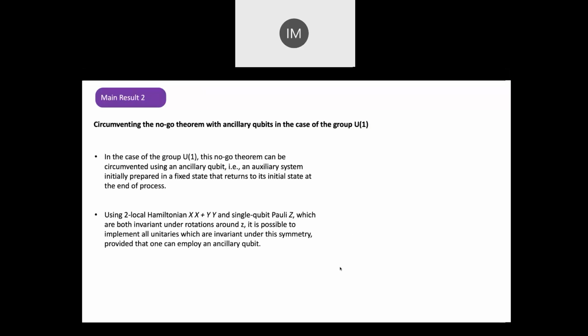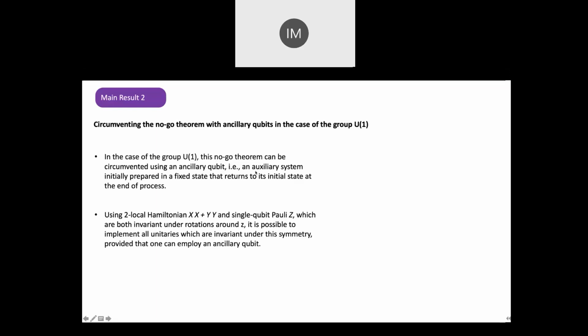Now, as I said, in some sense, this no-go result can make us worried because in some resource theories, like the resource theory of thermodynamics, many results rely on the assumption that you can do arbitrary energy-conserving unitaries. So naturally we should try to find ways to circumvent this no-go theorem. And it turns out that in the case of U(1) symmetry, we can circumvent it. We can show that in the case of group U(1), this no-go theorem can be circumvented using an ancillary qubit. Just a single ancillary qubit is enough to circumvent this no-go theorem.